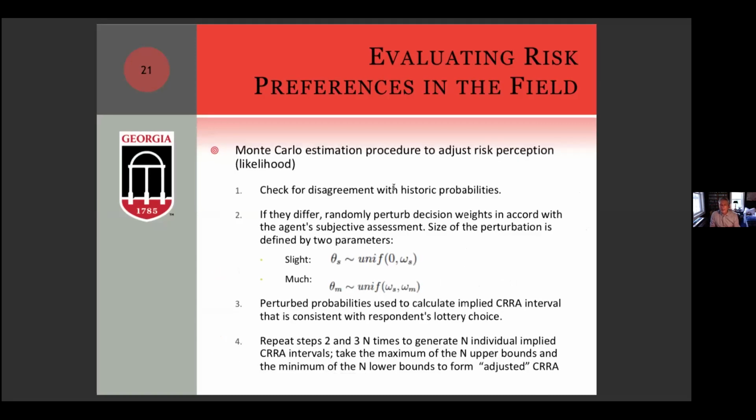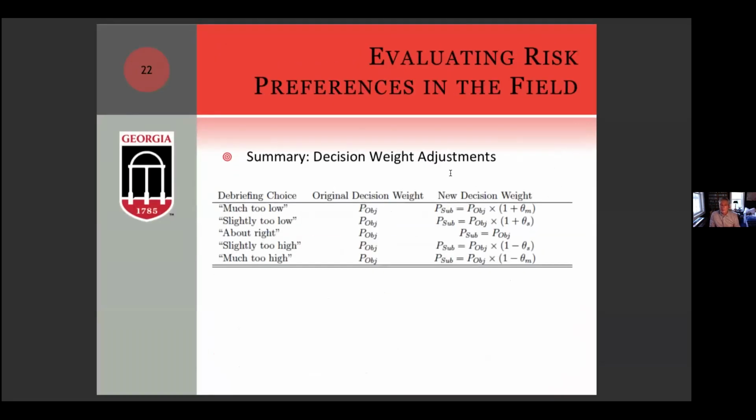The approach we take here to adjust their probabilities is going to use a Monte Carlo. I won't go into the details too much, but essentially, if we know that they say the historical probabilities are slightly too low or much too low, we're going to draw an adjustment, and we're going to rerun the model, and we're going to do that under multiple assumptions about the adjustment. So it's basically just a way to try to control for their stated beliefs about the probabilities. Okay, so again, this just tells you what the adjustment is. We're taking the objective probability and we're adjusting it according to what they said.